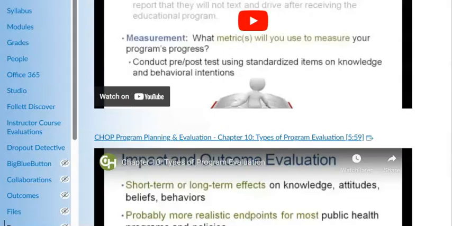So with that, you have the readings for this week, the learning activity for this week, and some discussion about the process of evaluation. I look forward to reading your posts this week.